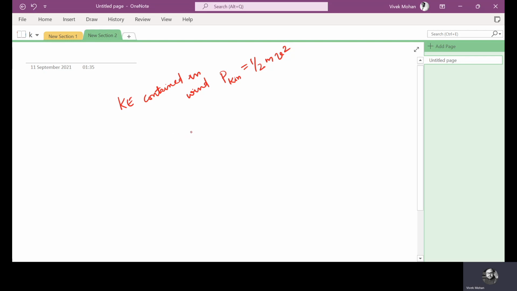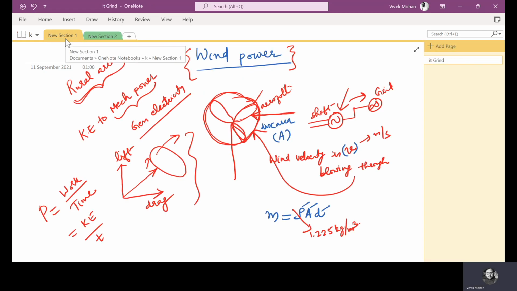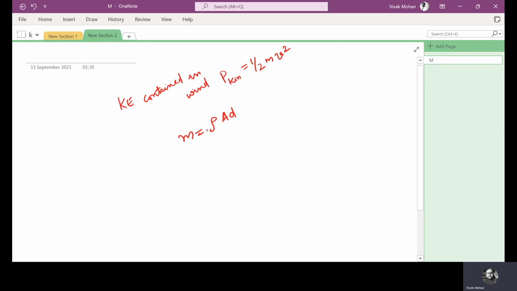Now m equals rho ad, which we have already seen here, right? So this m equals rho ad goes here. So half into rho ad into v squared. So density rho, area A, and distance d.